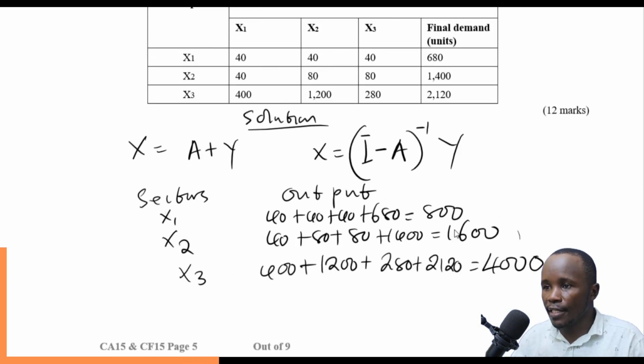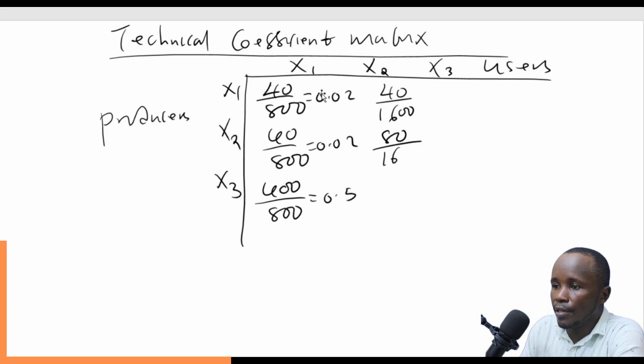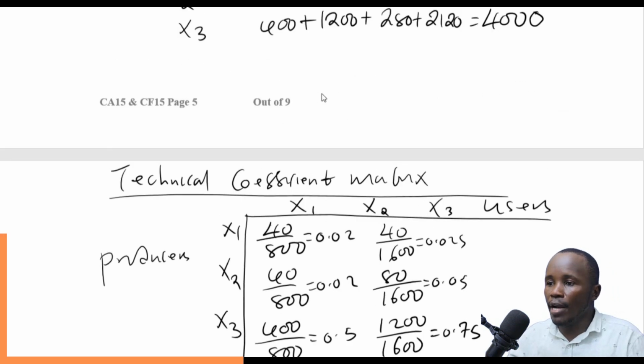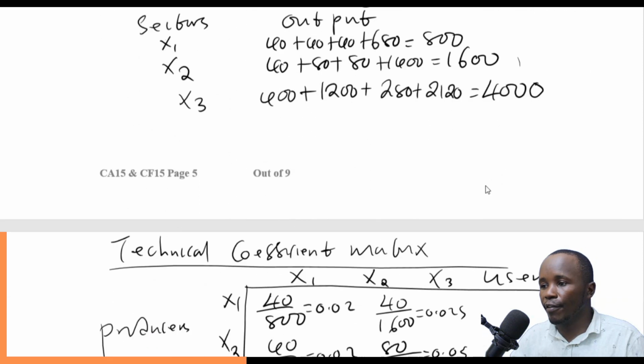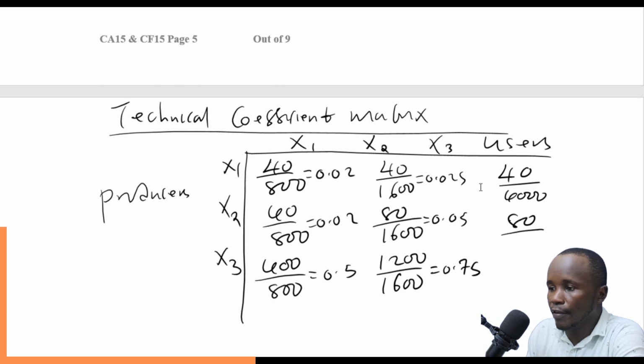The next one you divide by 1,600. 40, 80, 1,200. So this is 40 divided by 1,600. Then here you have 80 divided by 1,600, 1,200 divided by 1,600. What do you get here? 0.025, 0.05, and this is 0.75. The third one, we have 40, 80, 280 divided by 4,000. So we shall have 40 over 4,000. Then we have 80 over 4,000. And then here you have 280 over 4,000. This gives 0.01, this gives 0.02, and this gives 0.07.